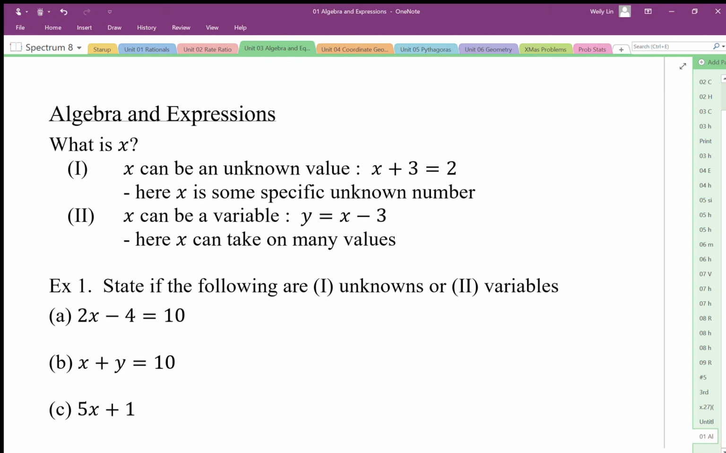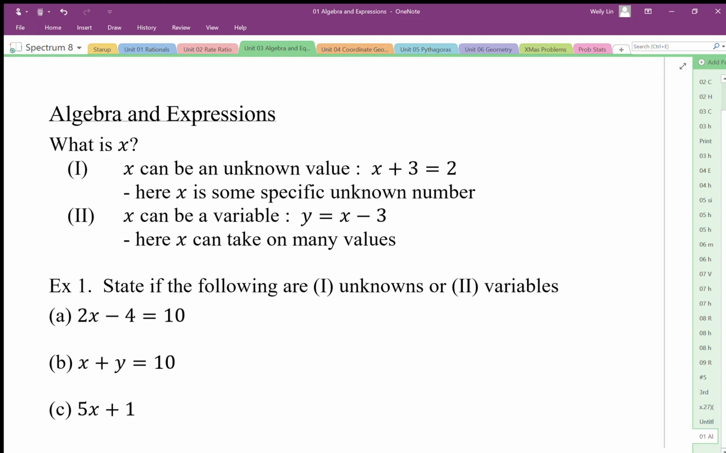So algebra and expressions. Basically, what is x? Most people are not too familiar with this fact, but x can be representing an unknown value, but it can also represent a variable. And those are two different things.